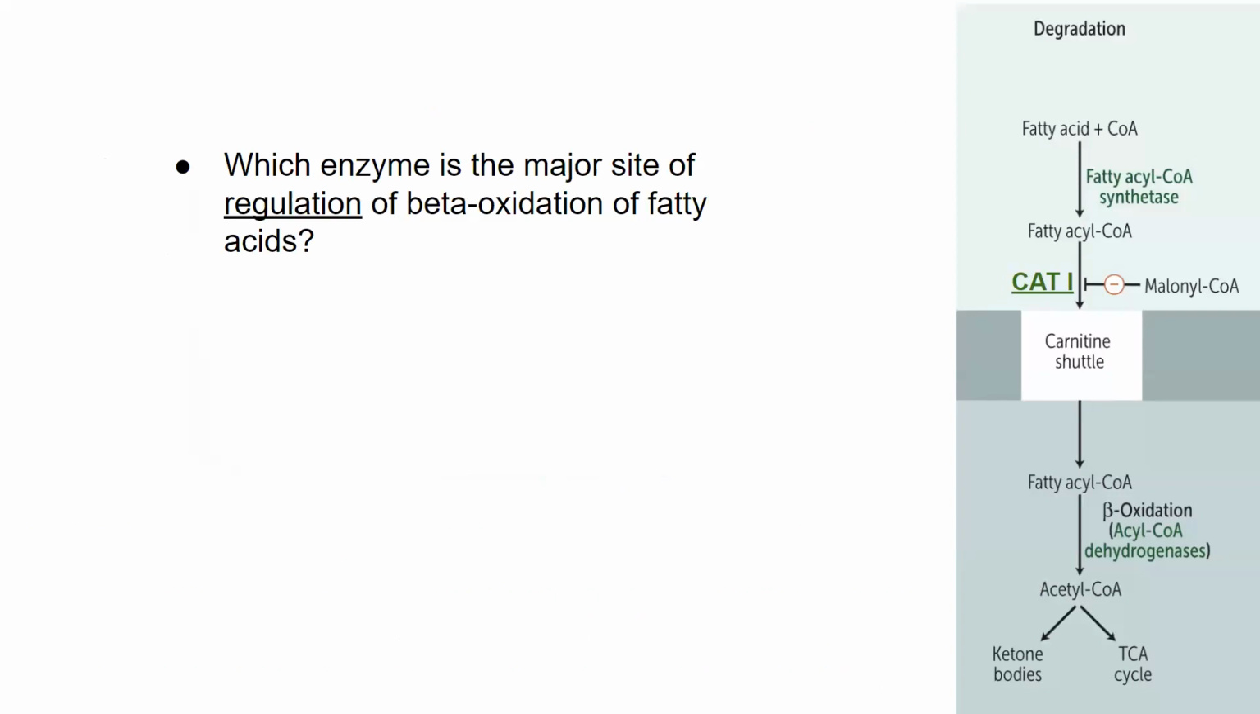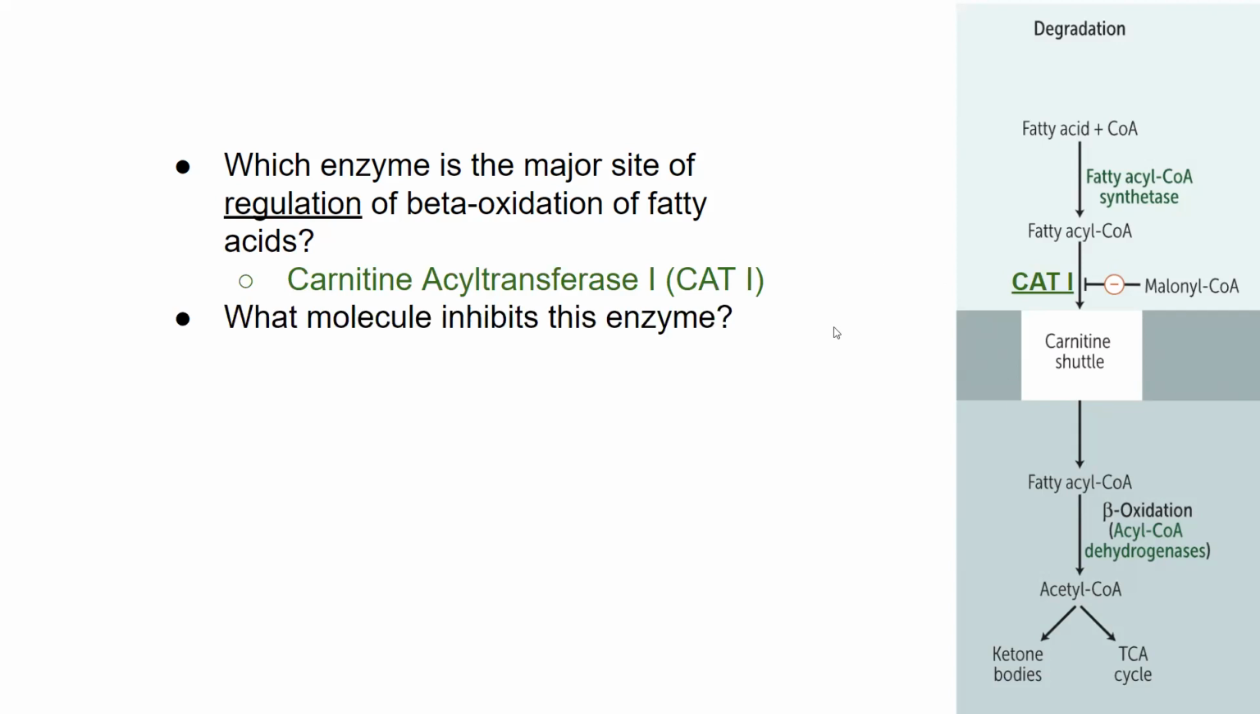So what's the major regulation site now of beta oxidation? I hear CAT1. It's CAT1. Okay, CAT1 is your regulation site. So what inhibits CAT1? There's really only one thing. You can see it from the picture. Good, yeah. Malonyl-CoA. Okay, why? Why is malonyl-CoA inhibiting CAT1?